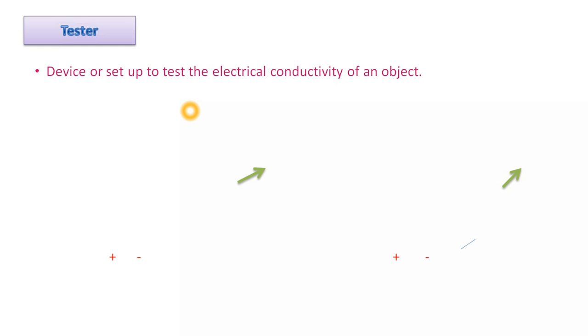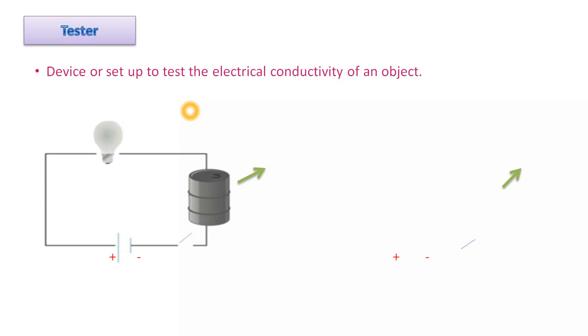Now, if you want to know how exactly a tester looks, you would have seen testers in our science laboratories. In fact, you can build a tester yourself, and I'll show it to you. So let's suppose we make a setup where we take a bulb, and we take a battery or cell. We connect them, and we have a switch. You know how to connect all these, as we had learned in the previous lectures.